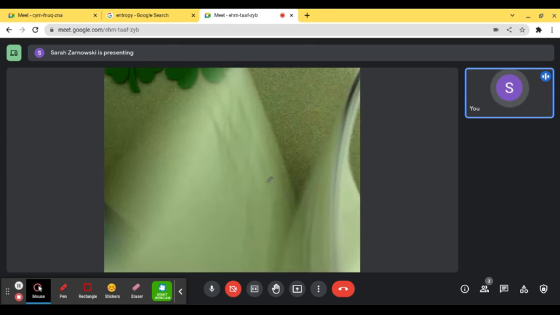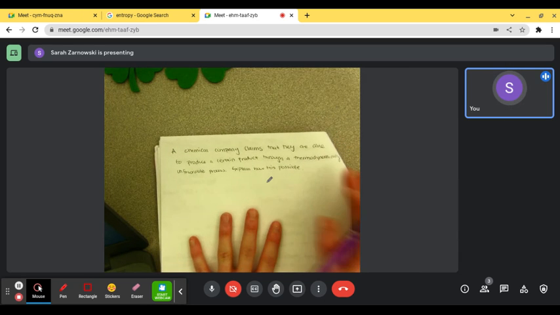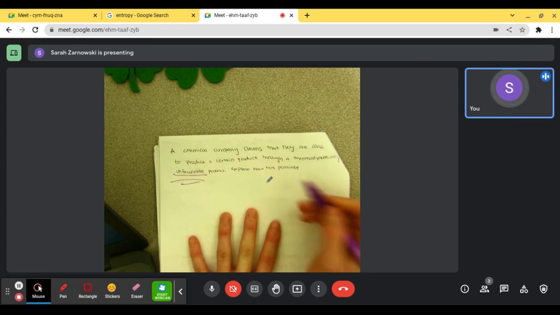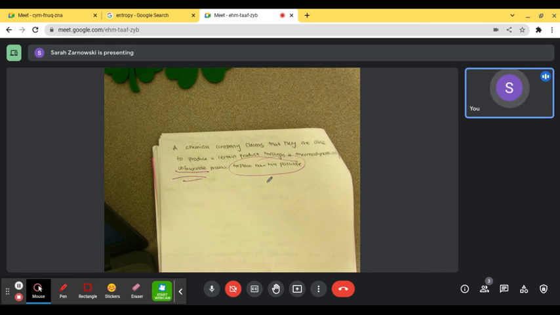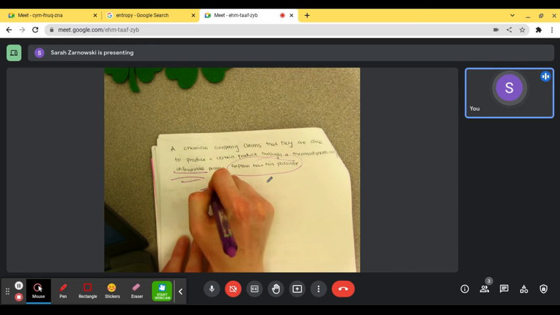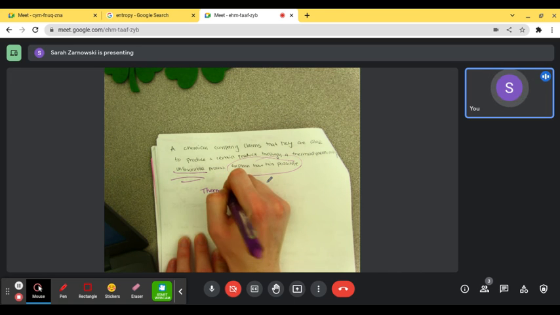Then for this one, it says a chemical company claims that they are able to produce a certain product through a thermodynamically unfavorable process. Explain how this is possible. If it's unfavorable, that means it's probably not likely to happen. But here you go for the notes. You can look this up in the packet before the PowerPoint slides, and it says it all in there.